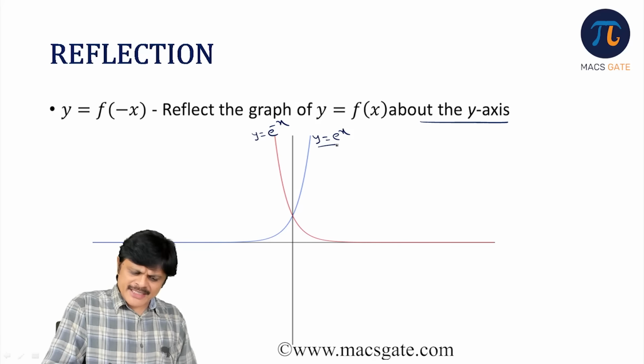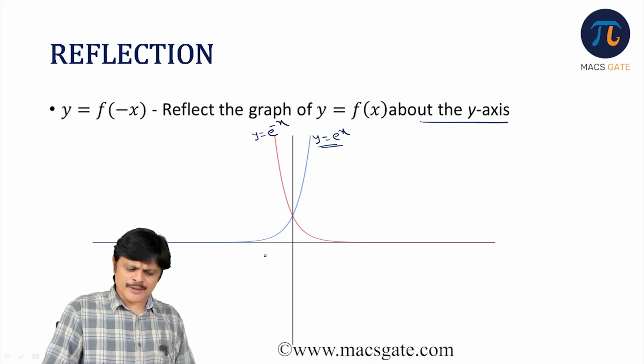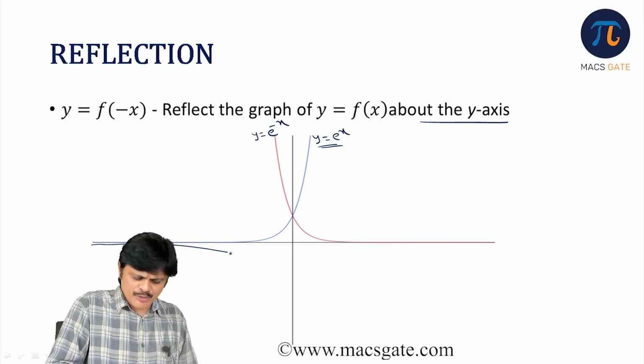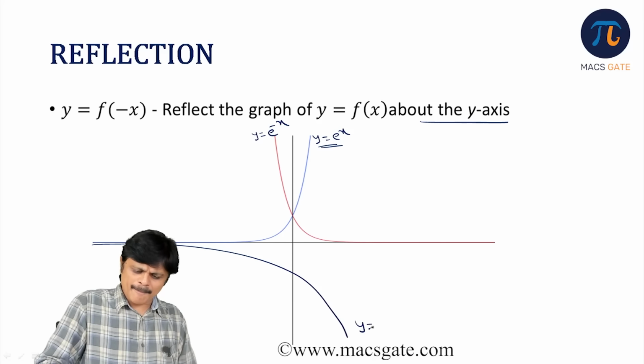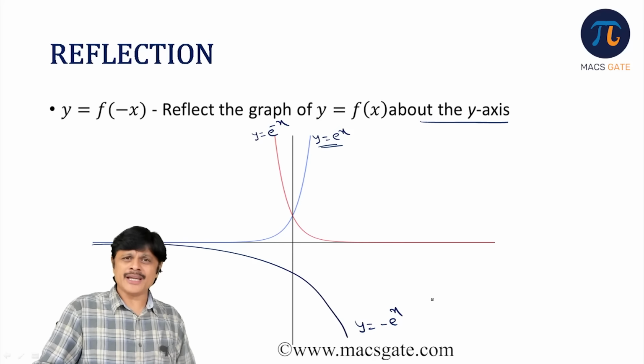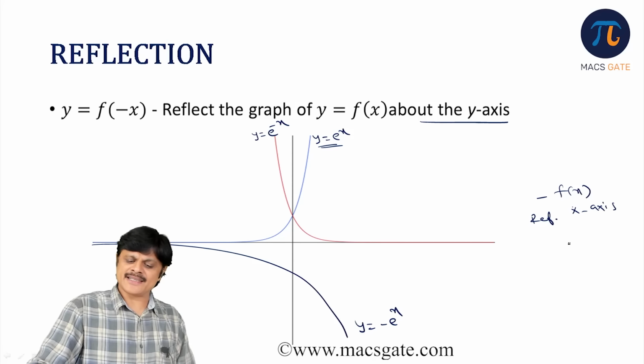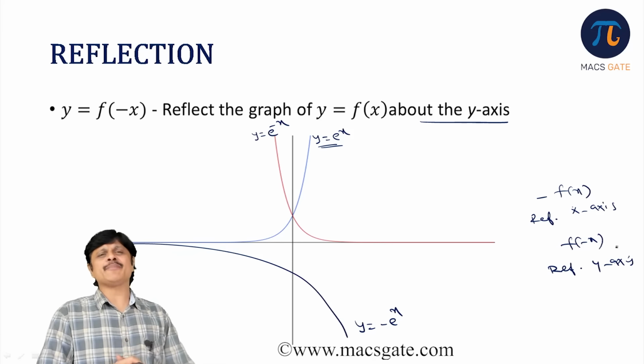So it is y is equal to e power x, and this is y is equal to e power minus x. And suppose if it is y is equal to minus e power x, this would be the graph of y is equal to minus e power x. Okay, so minus f of x means reflection about the x-axis. F of minus x means reflection about the y-axis. Please remember. So these are the basic properties.